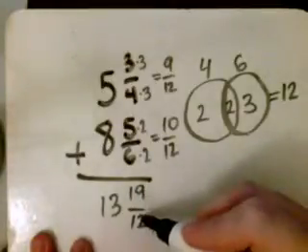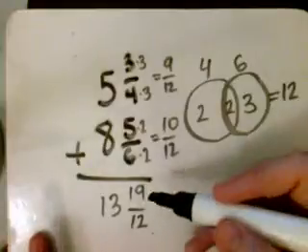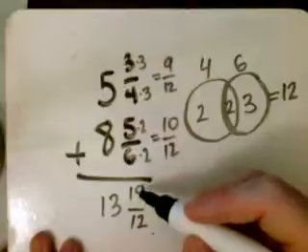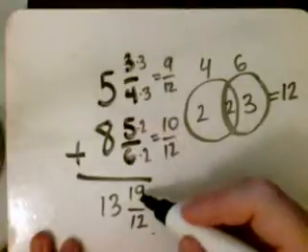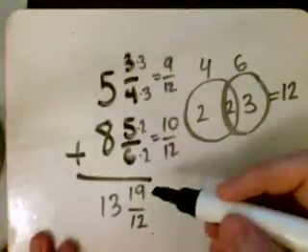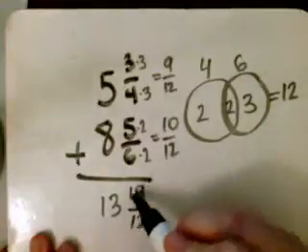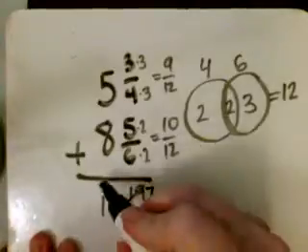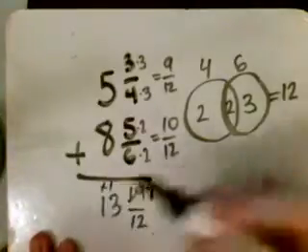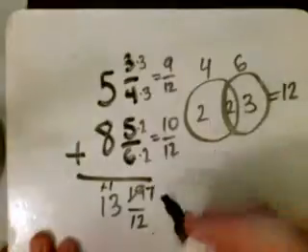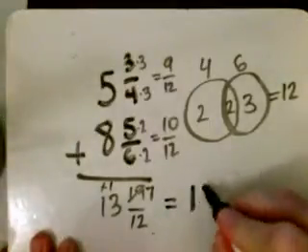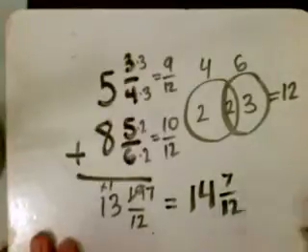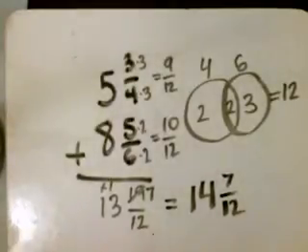So what you do is you take a whole out of the 19/12. So what you would do, you subtract 12 from the top because that makes it 1, and the remainder is 7. So that becomes a 7, and then you're adding 1 whole to the 13. So your final answer is 14 and 7/12. And that's it.